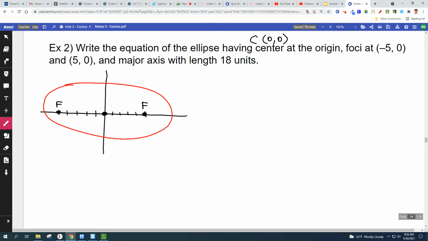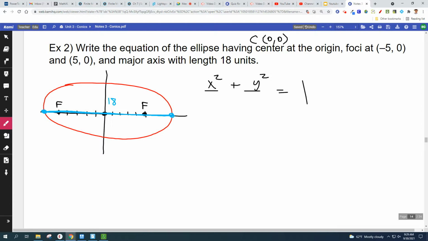So what else do they give me? Well, they give me the major axis is 18. The major axis is 18, the longer axis, okay? From here to here is 18. Now, it doesn't seem like they give me very much information, but that should be plenty, okay? The center being 0, 0 tells me that this is just going to be x squared plus y squared. So I need the a squared and the b squared numbers for the bottom of those two fractions.